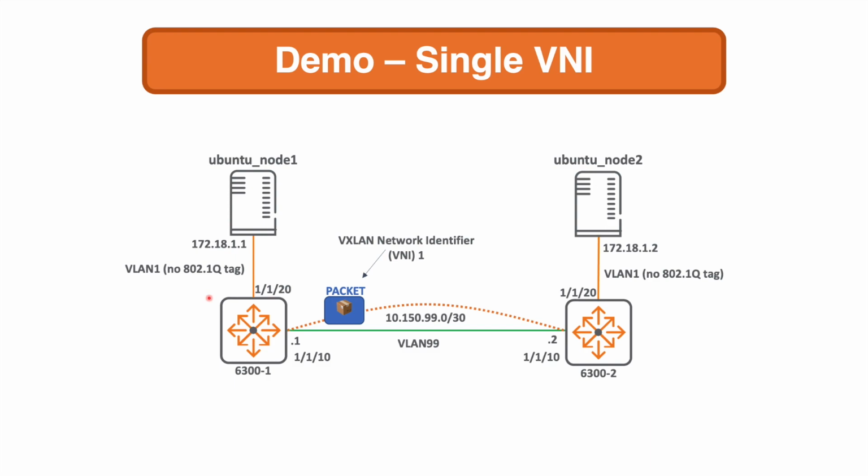Here's the network I configured in the first video. Link on screen now. If you haven't watched that, please do, because this video will make a lot more sense afterwards. A quick recap, it's a couple of Ubuntu servers that are sat in the same subnet, so this 172.18.1 subnet, and they are separated by two Aruba 6300s here that have a layer 3 link between them, and I configured VXLAN between the Aruba devices so that Ubuntu 1 could ping Ubuntu 2 and vice versa across the layer 3, and I did all of that in a single VXLAN network, so using a single VXLAN network identifier, VNI 1.